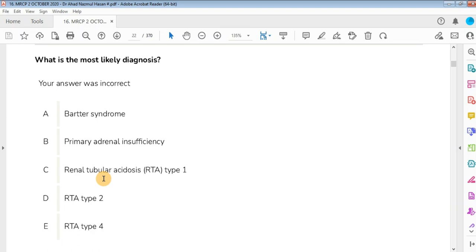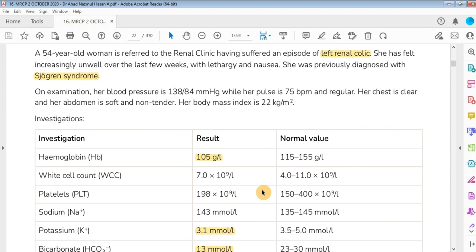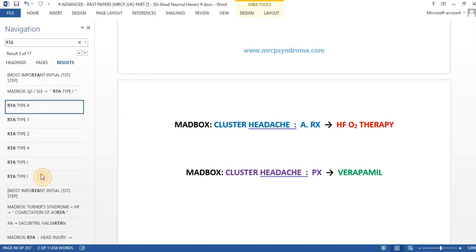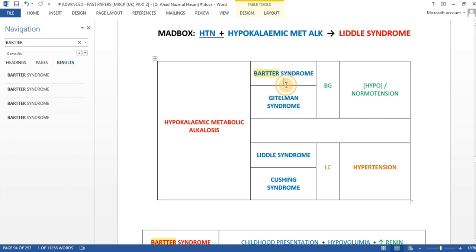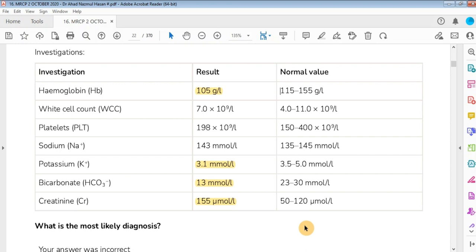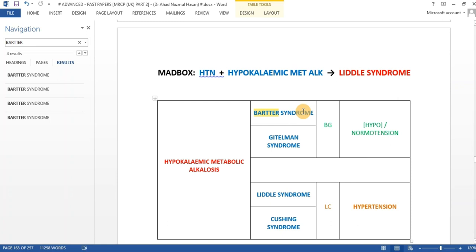And what should be the findings in case of Bartter syndrome? Anyone? So in case of Bartter syndrome, the patient will have hypokalemic metabolic alkalosis. So we'll get an elevated bicarbonate level here. But here the patient has features of acidosis. And in both Bartter syndrome and Gitelman syndrome, we'll have normotension.